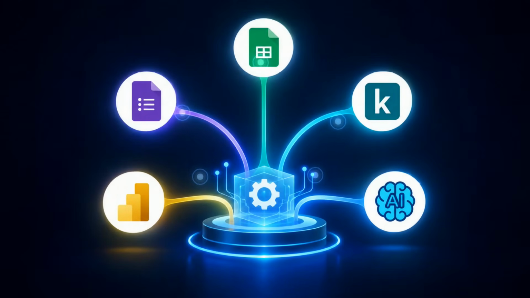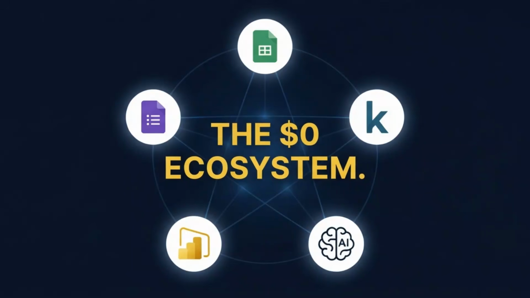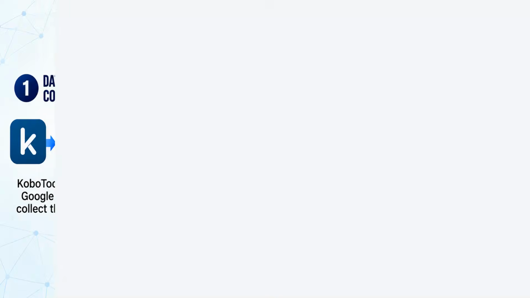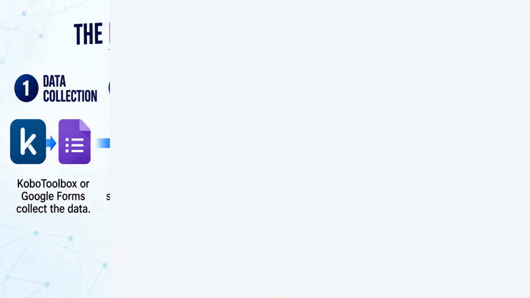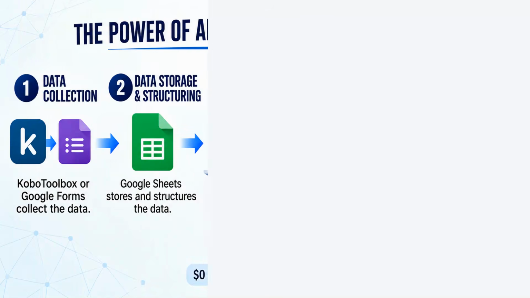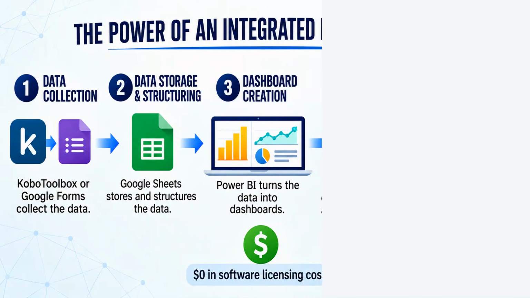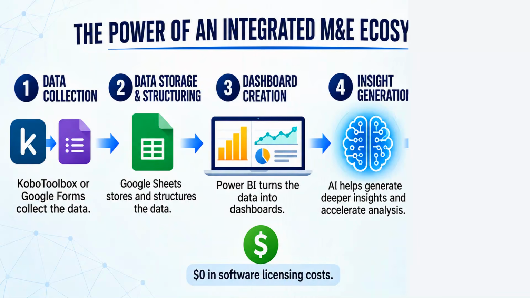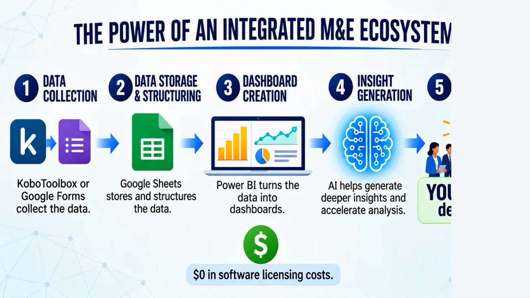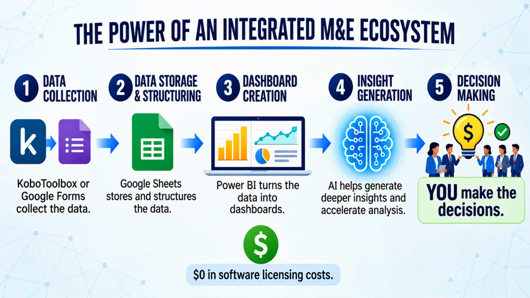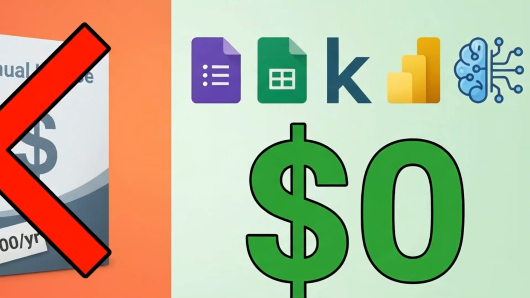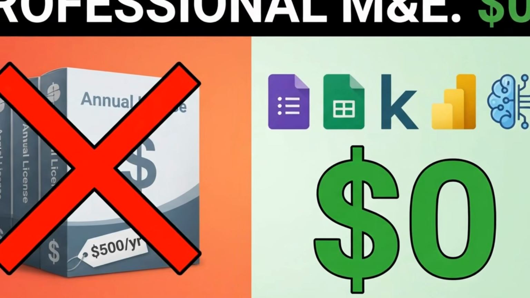Now let's put everything together, because the real power is not in one of these tools, but in the combination of these tools to form a system. Think of it like this. KoboToolbox or Google Forms collect the data, Google Sheets stores and structures the data, Power BI analyzes and visualizes the data and turns it into a dashboard, and AI helps generate deeper insights and accelerate analysis, and we make the decisions. That's our intelligent monitoring and evaluation system, and potentially $0 in licensing cost.